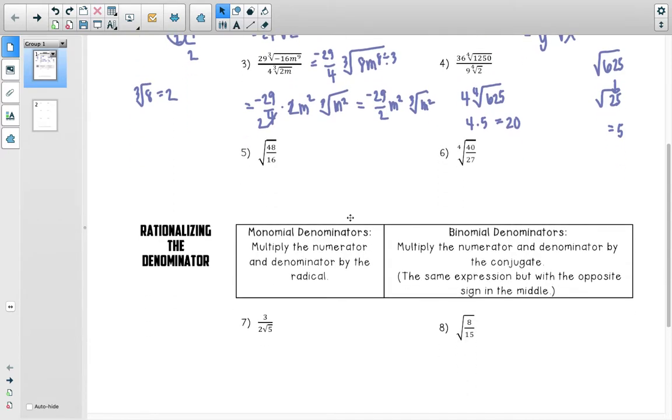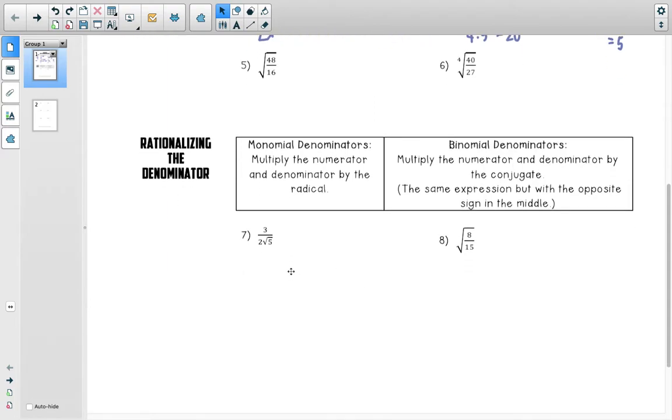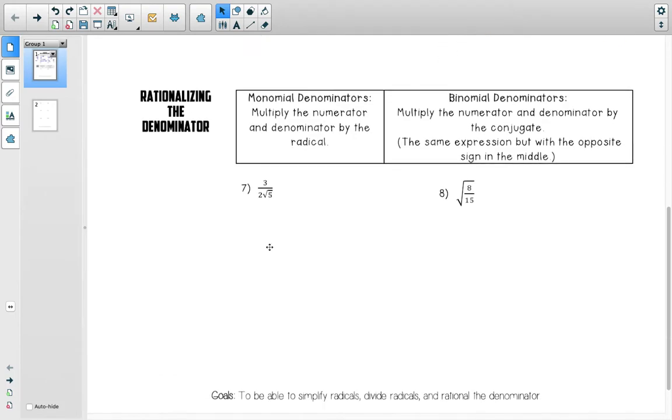Now moving on to rationalizing the denominator. So we've done this before, and we've talked about monomials and binomials. With monomials, it's a little different approach. Binomials are on the back side. With monomials, it's basically saying that there's a radical on the bottom, we have to take care of it. To do that, you literally only multiply the top and the bottom by that said radical.